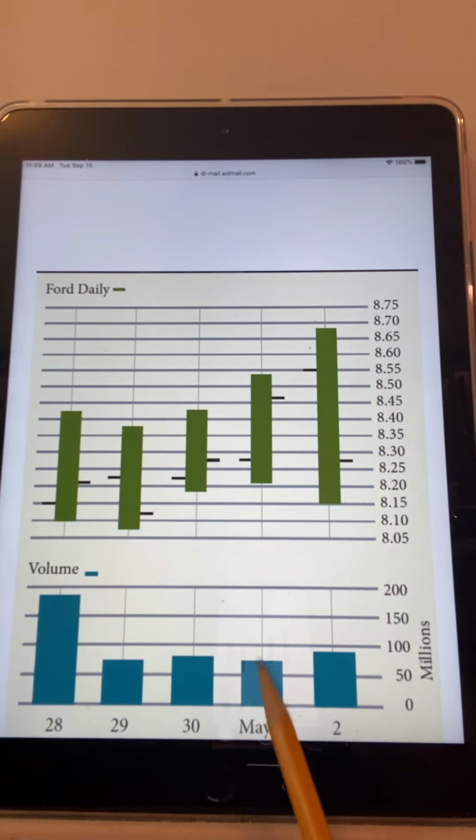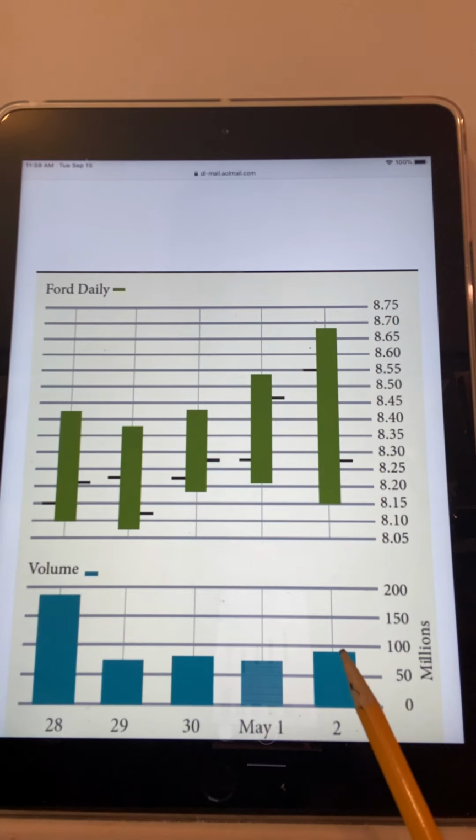May 1st, Thursday, looks almost the same as this. So let's say 60 million again. And then on this last day, the top of the rectangle is a little bit below 100 million. So I would say 90 million for that day. And if I wanted to know the total for the week, I would add all those up. The 185, the 60, the 65, the 60, and the 90. And that's 460 million. So that's a lot of shares that were traded. And that is typical in the stock market. The shares do get traded in millions.